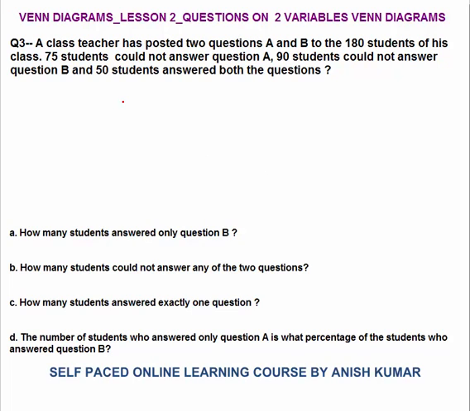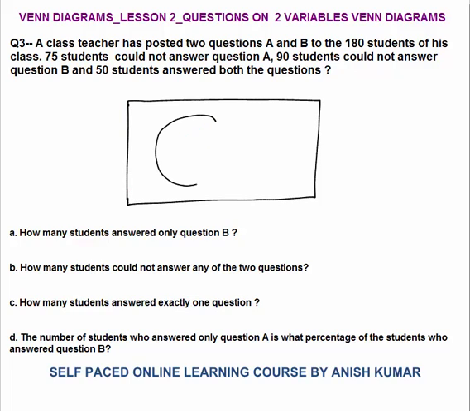Question 3 is, a class teacher had posed two questions A and B to 180 students of his class. 75 students could not answer question A, 90 could not answer question B, and 50 students answered both the questions. So let me first make the Venn diagram. This is the universal set. This is the question A circle, this is the question B circle. Now 50 students answered both the questions.